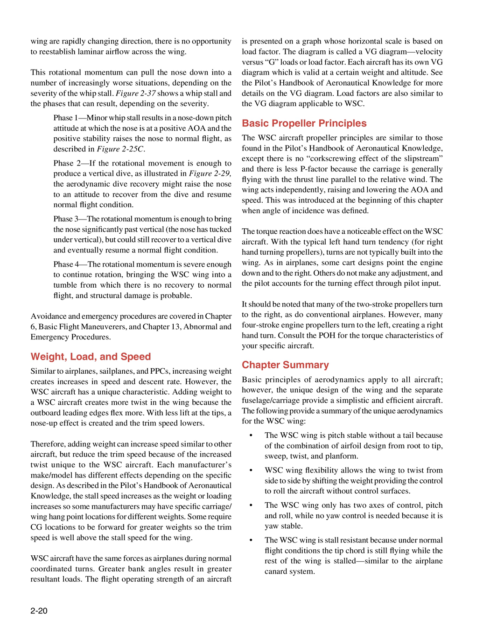This rotational momentum can pull the nose down into a number of increasingly worse situations, depending on the severity of the whip stall. Figure 237 shows a whip stall and the phases that can result, depending on the severity. Phase 1, minor whip stall, results in a nose-down pitch attitude at which the nose is at a positive AOA and the positive stability raises the nose to normal flight, as described in Figure 225c.